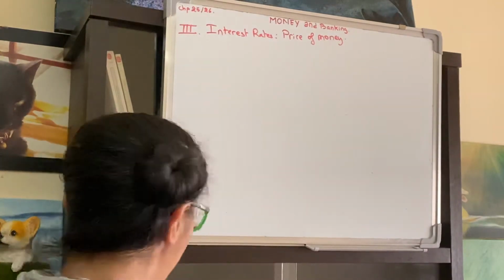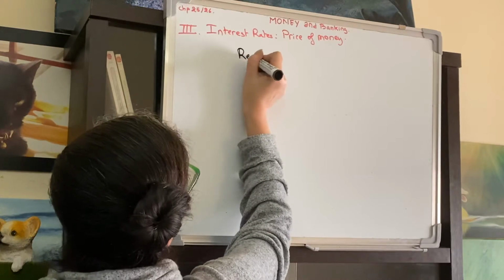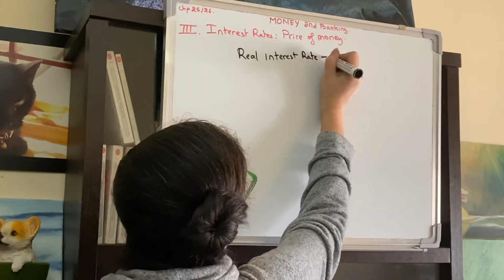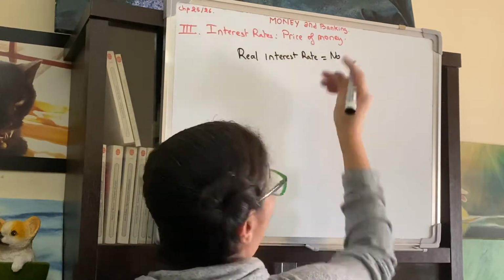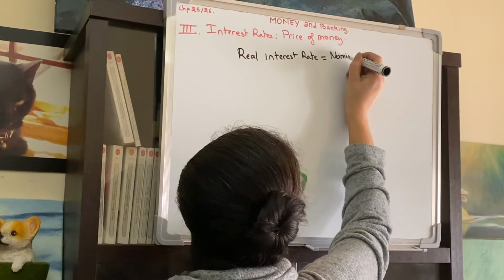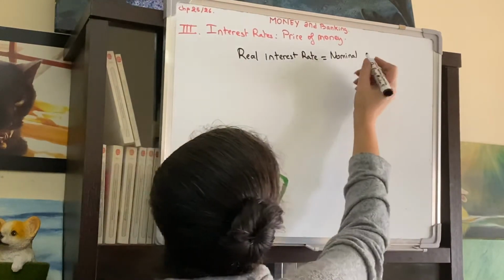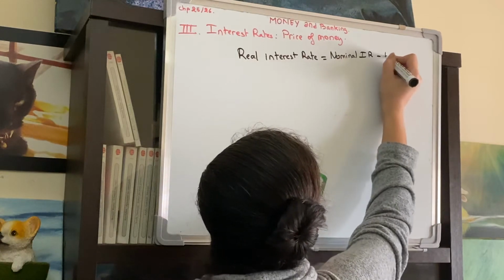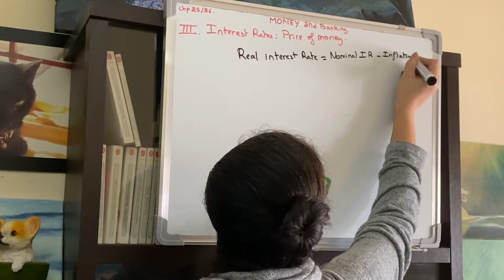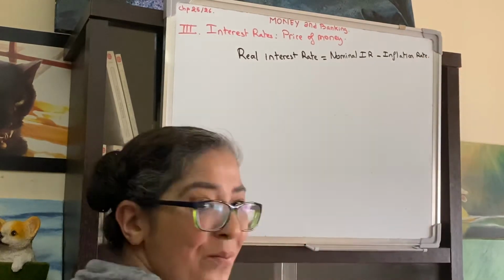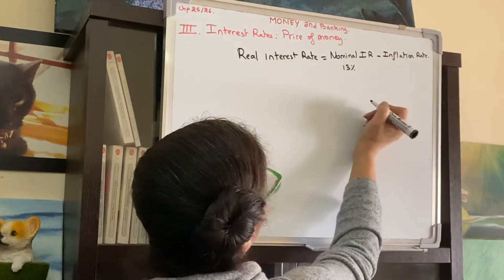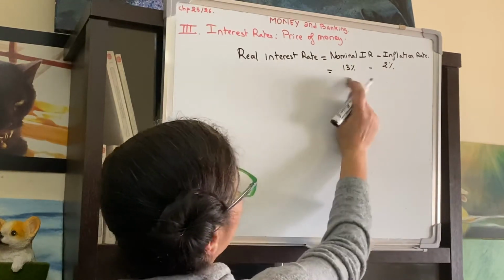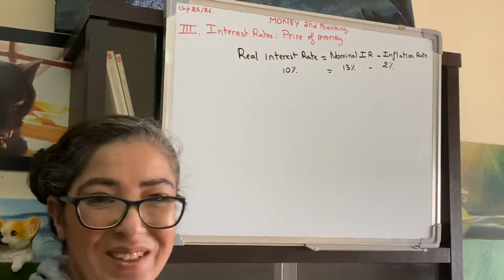So the real interest rate you're paying is equal to the nominal interest rate, what the bank tells you you're going to pay, minus the inflation rate. We already studied the difference between nominal and real. So this is the 13% I'm talking about. Okay? So if the bank tells me 13% is what you're going to pay, and the inflation rate is 2%, my real would be 11%. Agreed, guys?